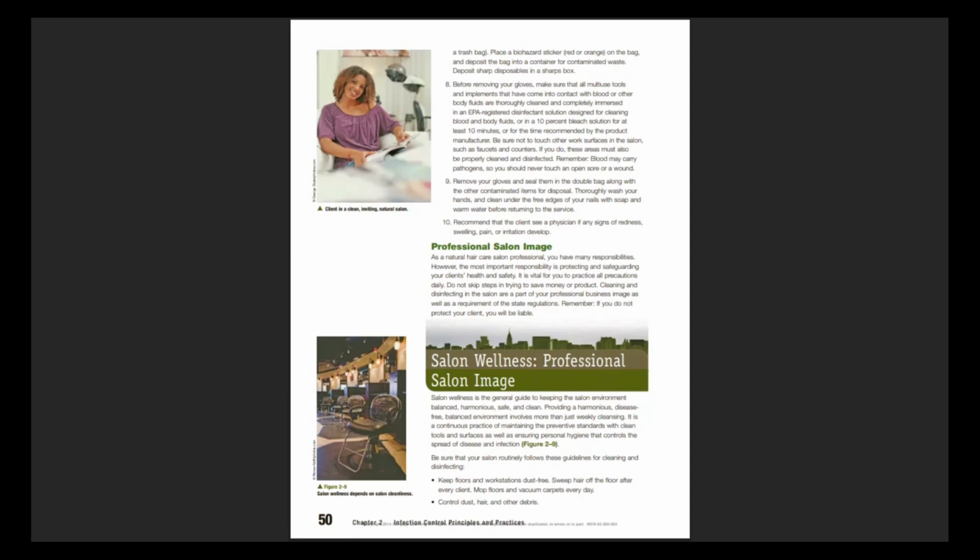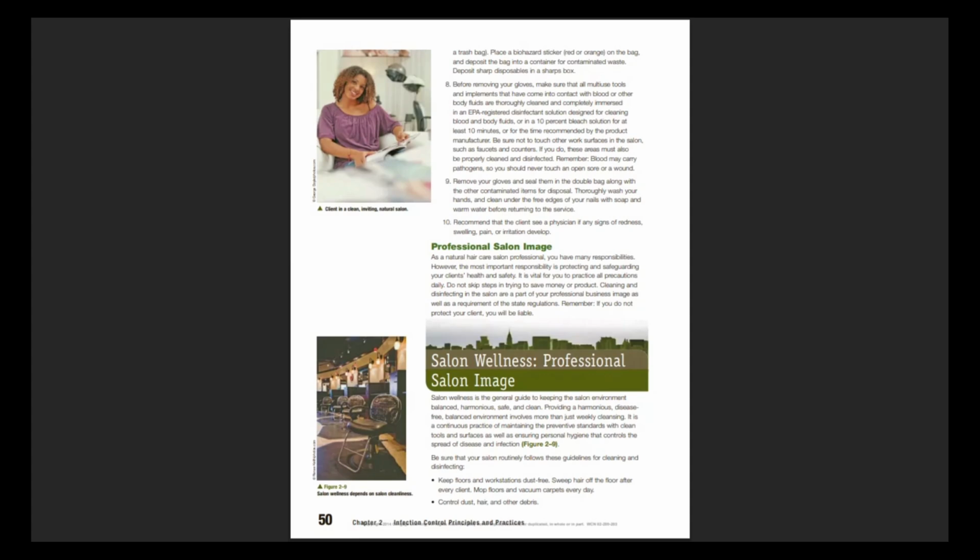Salon wellness, professional salon image. Salon wellness is the general guide to keeping the salon environment balanced, harmonious, safe, and clean. Providing a harmonious, disease free, balanced environment involves more than just weekly cleansing. It is a continuous practice of maintaining the preventive standards with clean tools and surfaces, as well as ensuring personal hygiene that controls the spread of disease and infection. Be sure that your salon routinely follows these guidelines for cleaning and disinfecting.